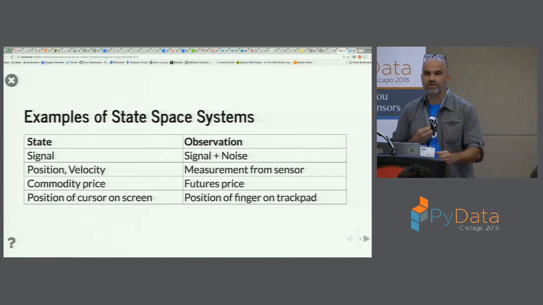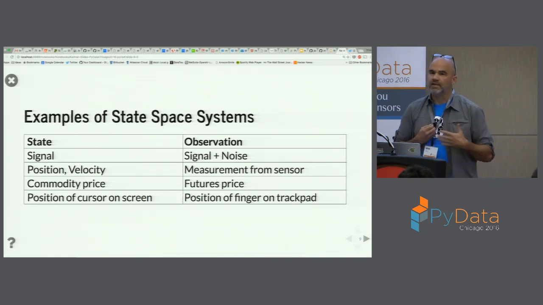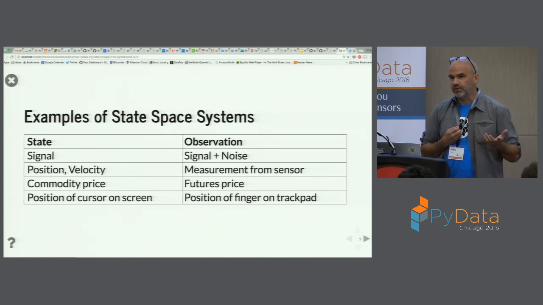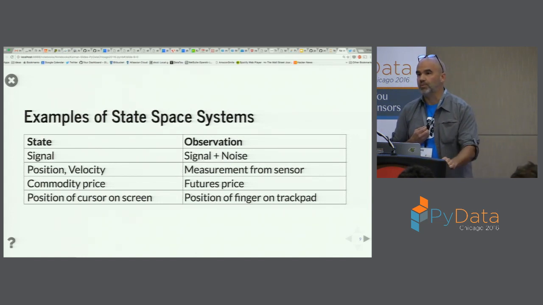Obviously the generic idea of having a signal plus noise. That's actually where this idea of it being called a filter comes from. You can think of this in terms of signal processing. You have a noisy signal that you can measure, and what you really want to do is filter out the noise and get the original signal.